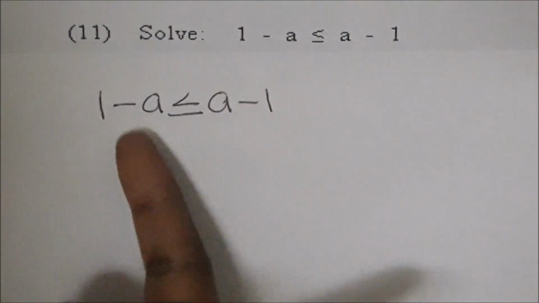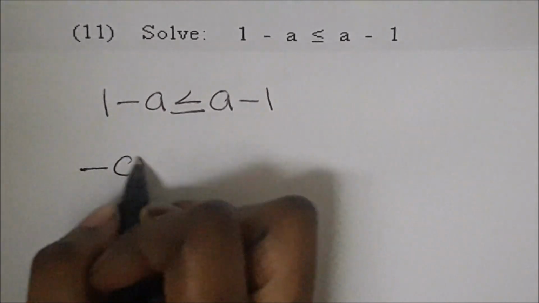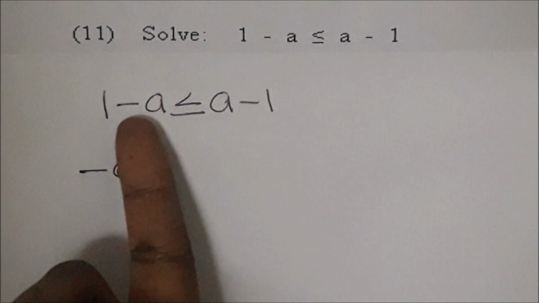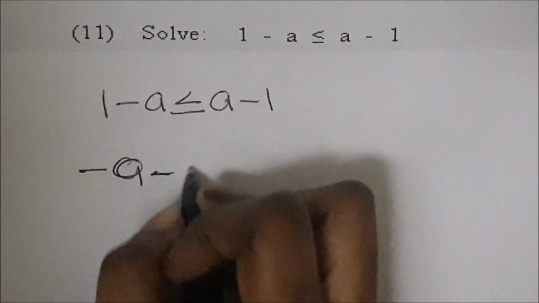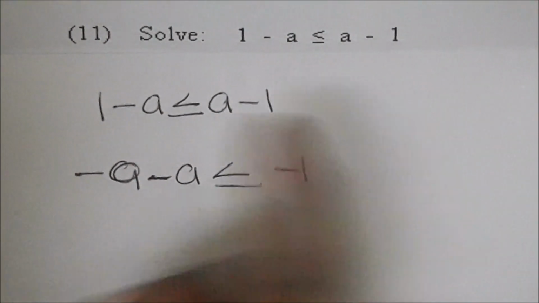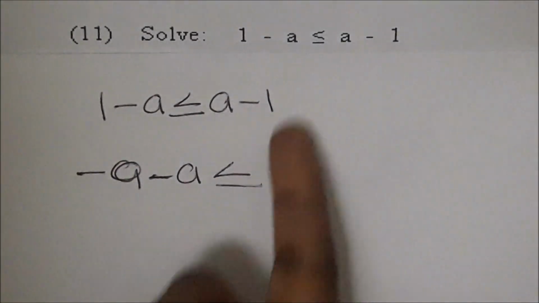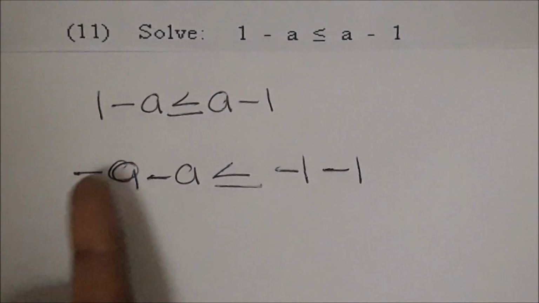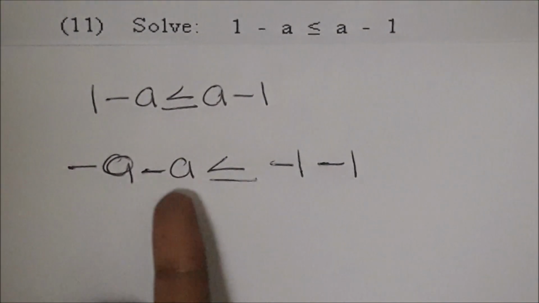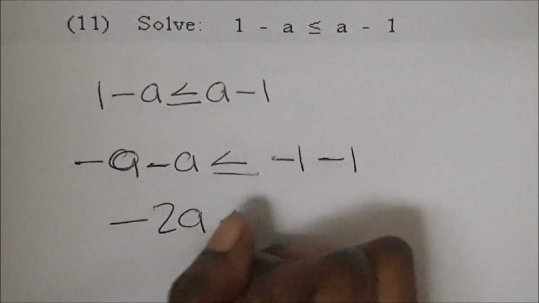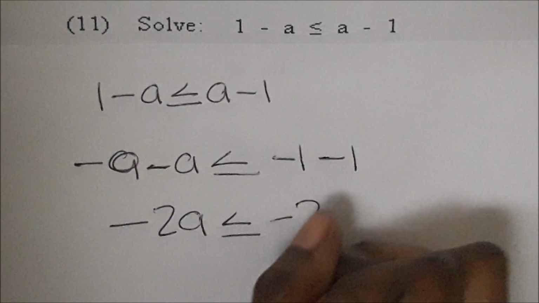Numbers on one side, letters on the other side: negative a. Because this a is positive, when we bring it over to the other side, it will be negative a. Very good. Less than or equal to negative 1, because this is a positive 1, when we bring it over, it will be negative 1. Now we can simplify. Negative a minus an a will just give us negative 2a less than or equal to negative 2.